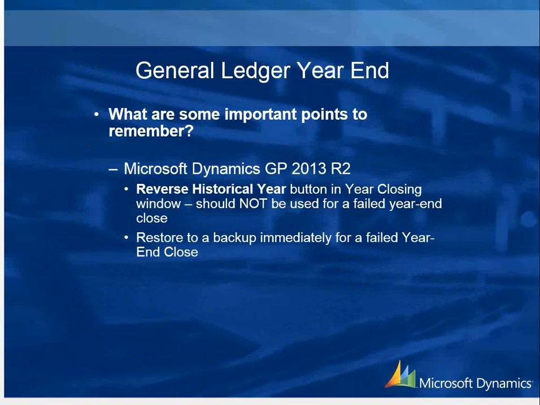If you have a problem during the year-end close, the proper recovery is to restore from the most recent backup that you made. And this is why we go through all those different backups at each step of the process in year-end close. That's my process for returning to a previous state. If you tried to use the reverse historical year at this point, I don't have a completed year-end close for 2014, and the reverse will not be able to accomplish it. It won't put me back to my starting point.